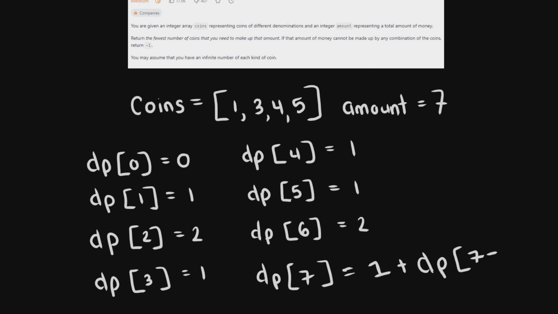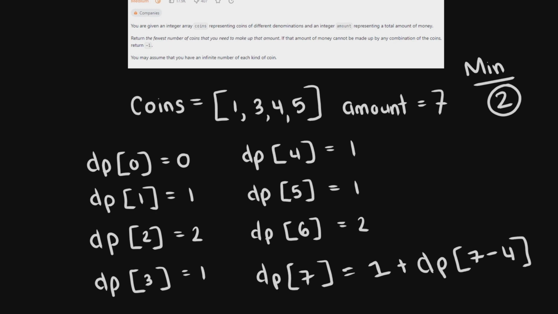But let's say we use a $3 coin instead. Well, then we want to instead calculate dp of 4, and dp of 4 is 1. So then we have 1 plus 1, which is 2. And this is currently our minimum value that we have. So then we continue to check the other coins.